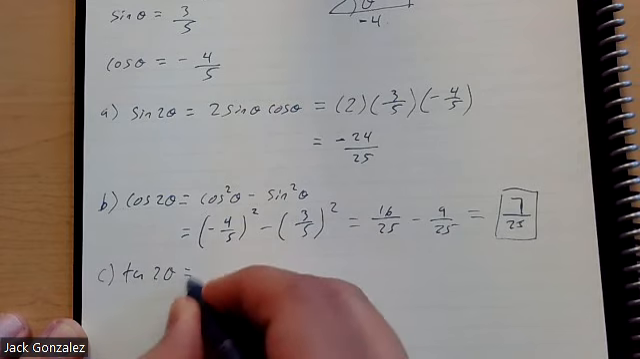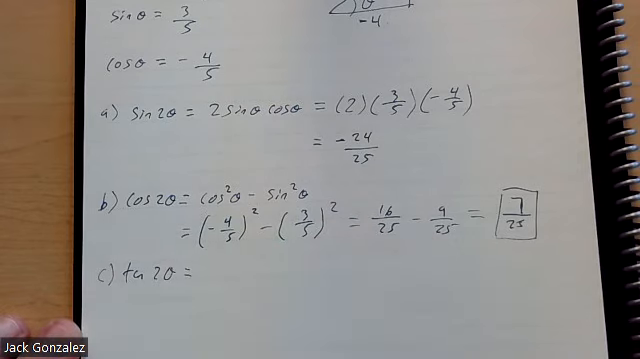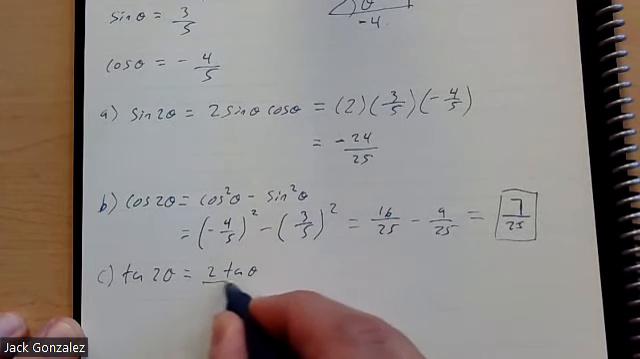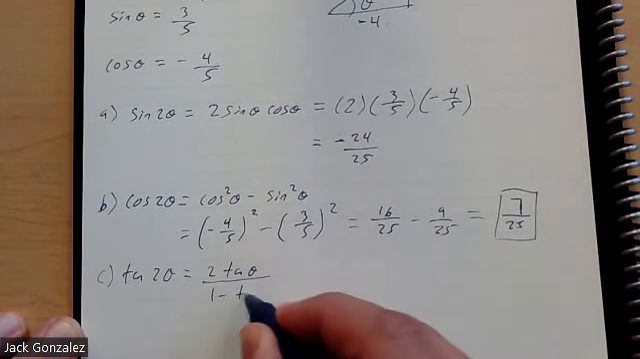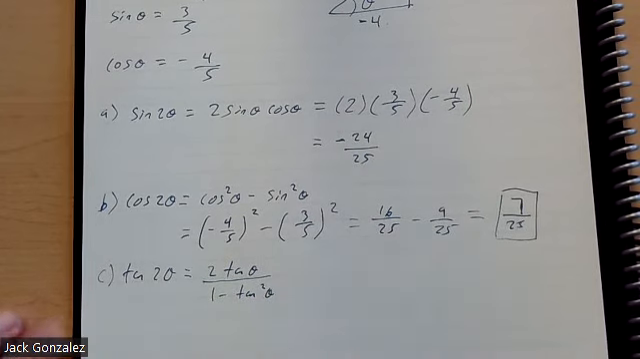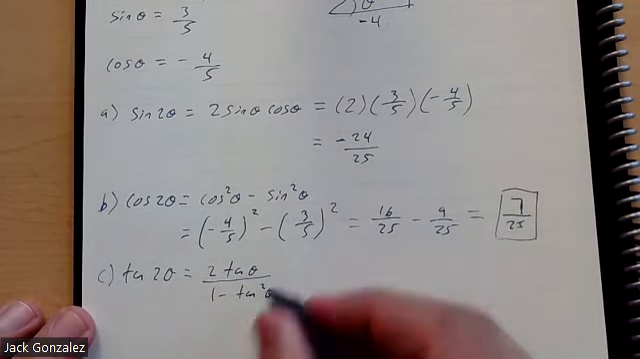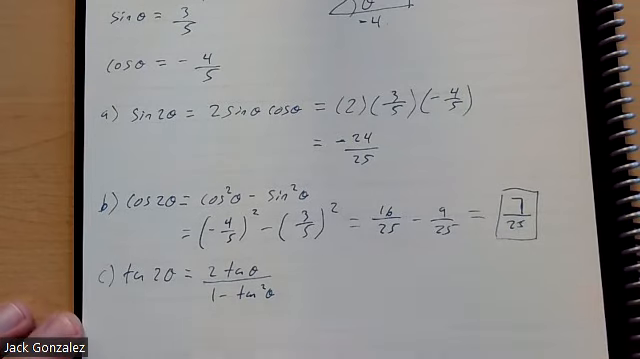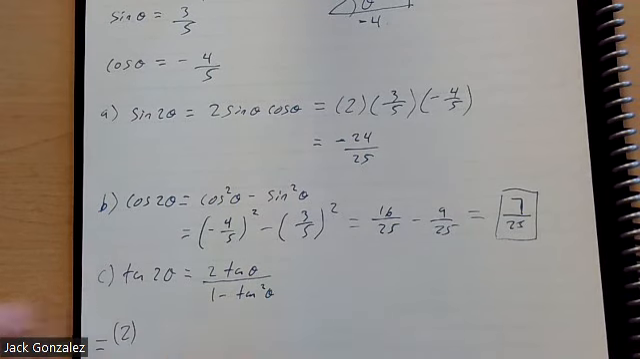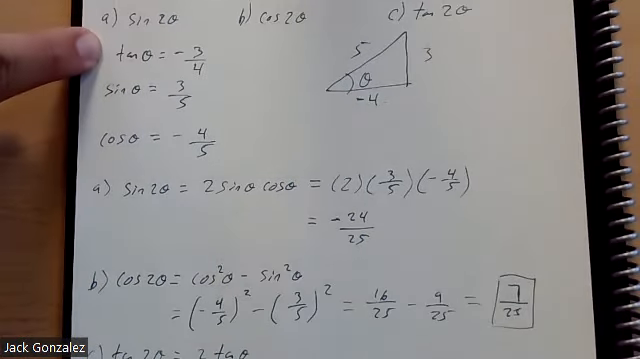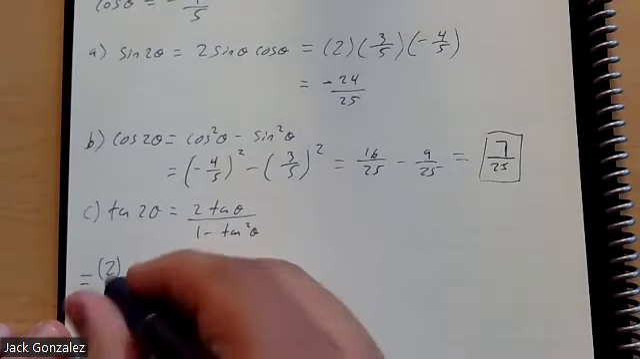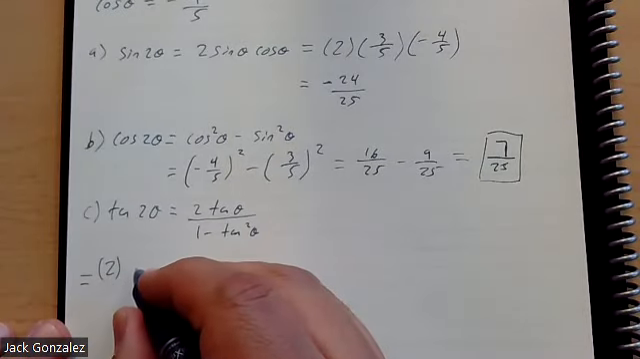Tangent 2 theta. So we said that that was equal to 2 tan over 1 minus tan squared. Let's see, where's a nice place to plug this in? I guess over here. 2 times tangent, which is up here, that was given to us. So plug that in right there.